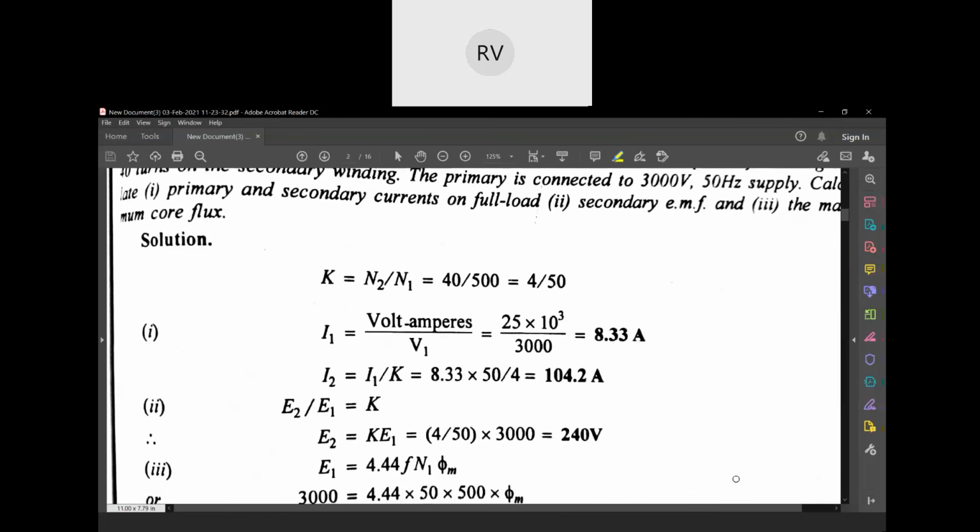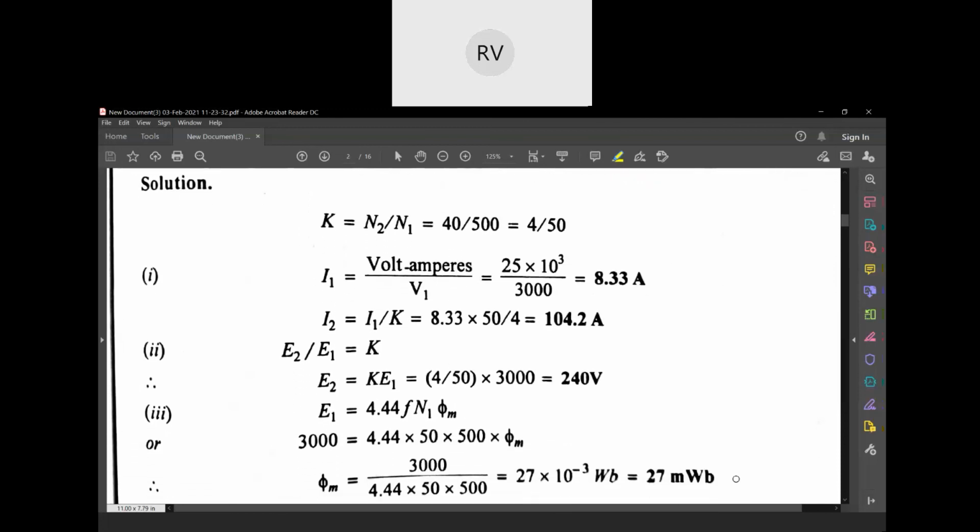So the first thing is the same thing again. We'll find out the transformation ratio K is equal to N2 by N1, which will give us 4 by 50. And the first thing is, we need to find out the I1 and I2 values. So the I1 value can be found out by directly writing the volt amperes divided by the voltage of the primary. We know the volt amperes, that is 25 kilovolt amperes, given as the power of the machine. And the voltage of the primary is 3000 volts. So if you do that, you get 8.33 amperes as the full load primary current.